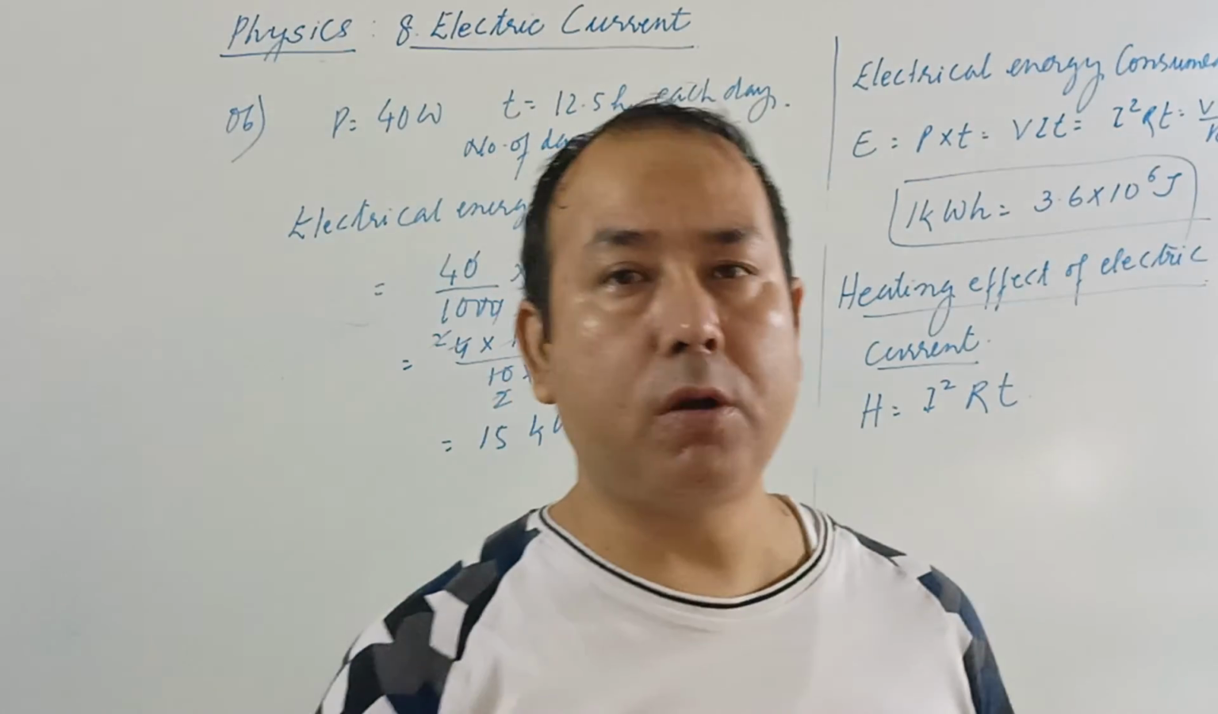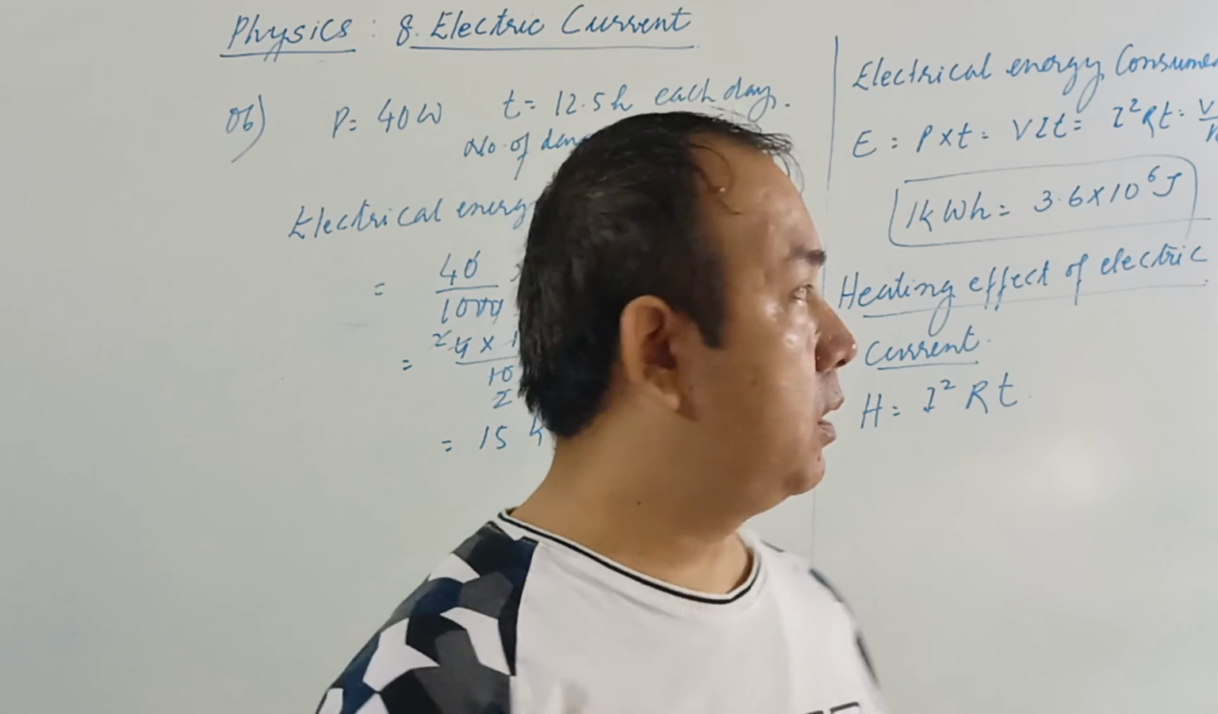Now simplify. 10 10 cancels. So it's coming equal to 4 into 125 into 3 upon 10 into 10 again. Simplifying, it comes to 15 kilowatt hour. If you are asked to calculate in terms of joule, then you just have to multiply by 3.6 into 10 power 6 joule.